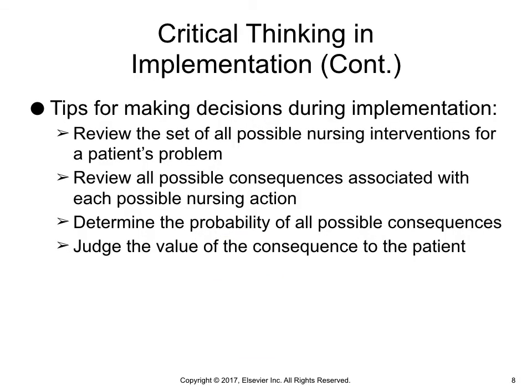Tips for making decisions during implementation. 1. Review the set of all possible nursing interventions for a patient's problem. 2. Review all possible consequences associated with each possible nursing action. 3. Determine the probability of all possible consequences. And 4. Judge the value of the consequence to the patient.